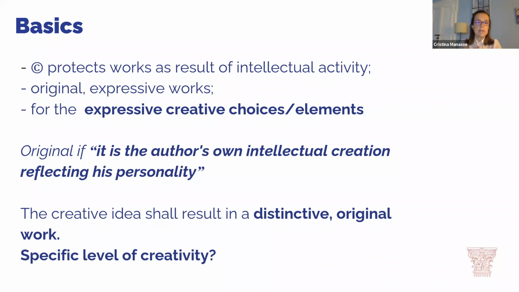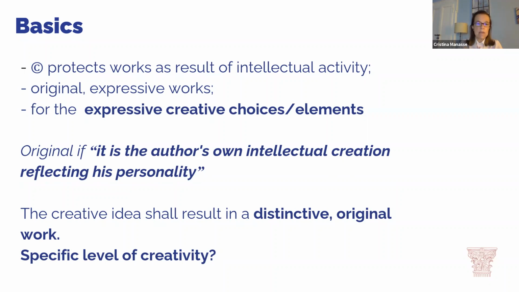So the basics concerning images. If we go to the copyright general rules, we know that copyright protects the works which are results of the intellectual activity of the author. So they have to be original, they have to transmit the imprint, the individual choices done by the author, and they have to be expressive works.